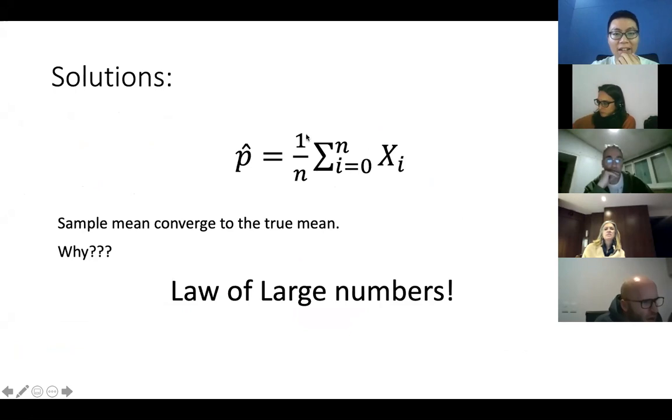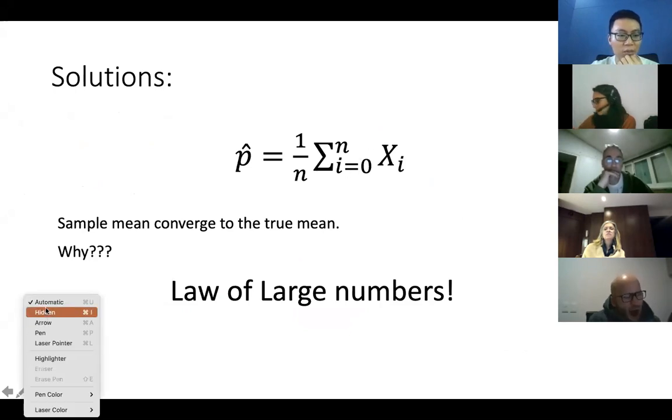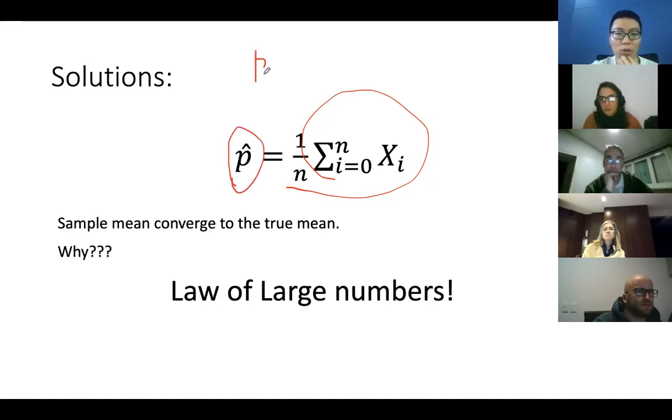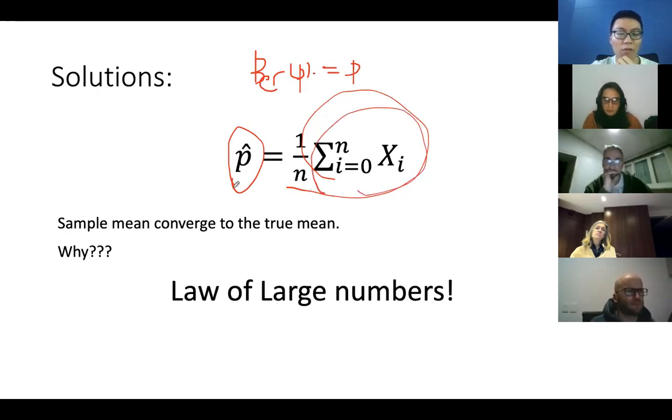We can see that this is what we call the sample mean, right? You just sum up all the random variables x, all the samples you get, and divide by n. You just take the average. So this means the sample mean. Why should it converge to the true mean? When you have a Bernoulli distribution P, you can convince yourself that the expectation should be P. So the sample mean converges to the true mean.